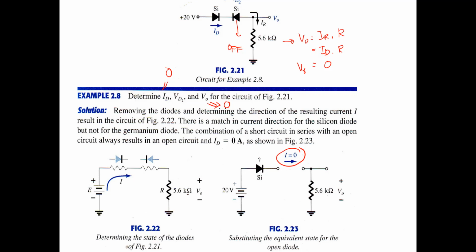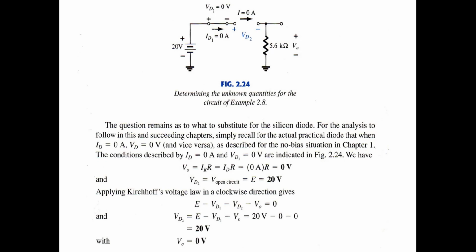And how about the VD2? VD2 is this one. What is the VD2 here? The voltage in the off diode. So we use Kirchhoff, in a similar way to what I discussed before. We can use it like this: E minus VD1 minus VD2 minus VO is equal to 0. So VD2 is E minus VD1 minus VO.